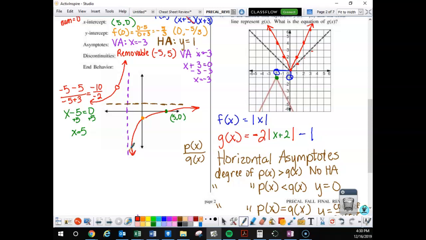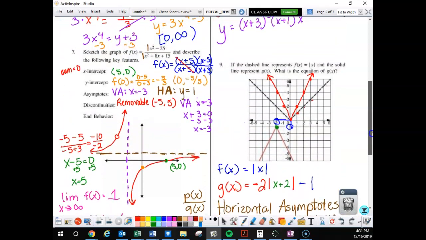And then the end behavior, since I have a horizontal asymptote at 1, then both of the end behaviors are going to 1. All right. So the limit of f of x as x is approaching infinity would equal 1. And the limit as x goes to negative infinity of f of x would also equal 1. All right. And so that's how you would do number 7.